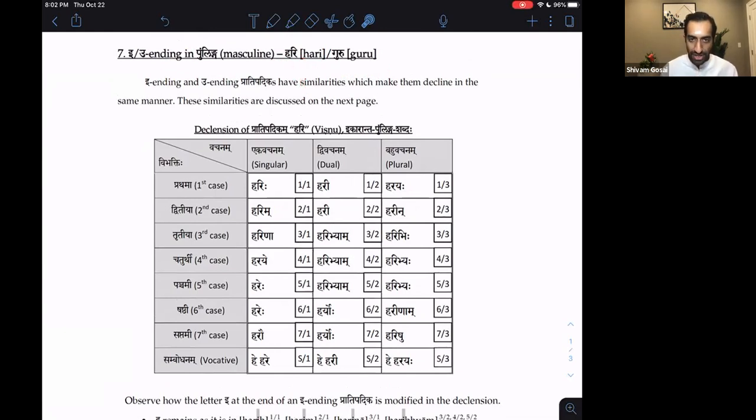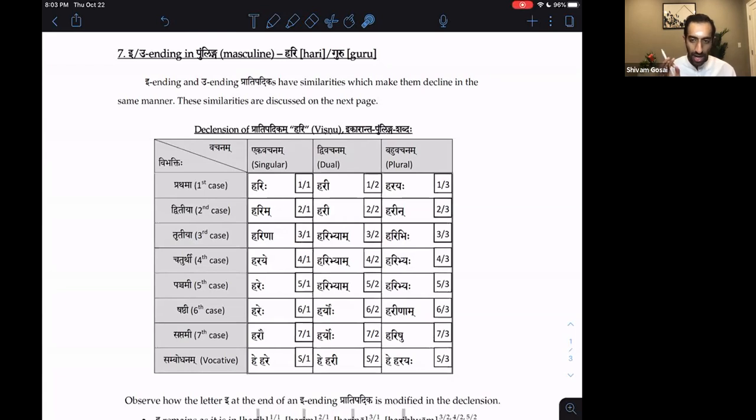Okay, so this is hari-śabdha, ikaranta, i-ending, punlinga, masculine word. So, ikaranta, punlinga, shabdaha. Okay. You can repeat after me.